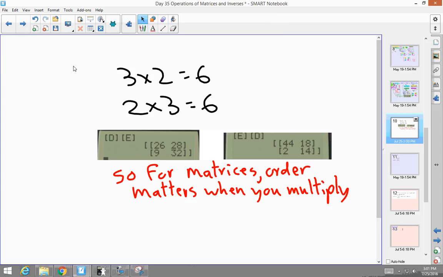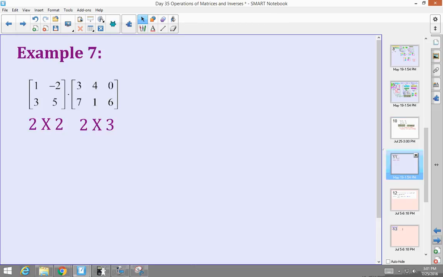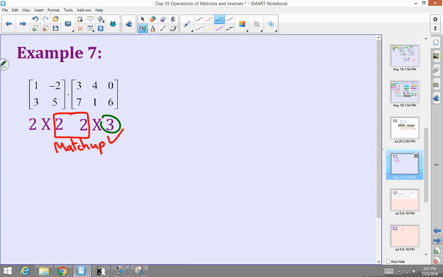Okay, we're going to look at another example here with this one. A 2 by 2 by a 2 by 3, and the way you check again is this has to match up. This has to equal each other. So they match up. That's good. And then the outside components of this create your answer's dimensions.